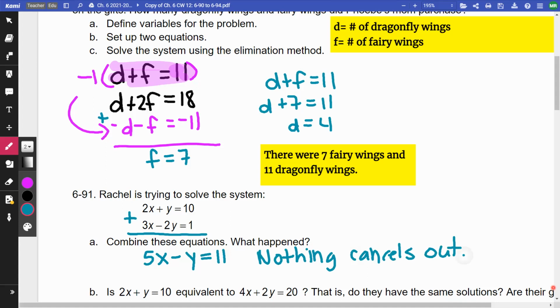So since nothing cancels out, that's not helpful to us. I don't want a third equation with x and y. My goal is to get one equation with just x or one equation with just y. That's our goal.